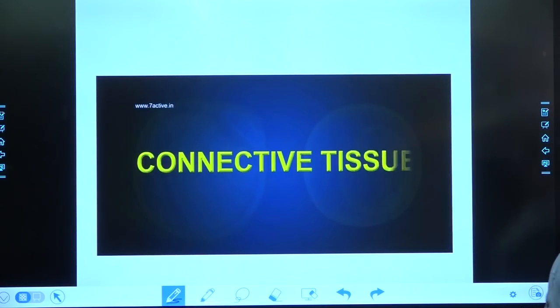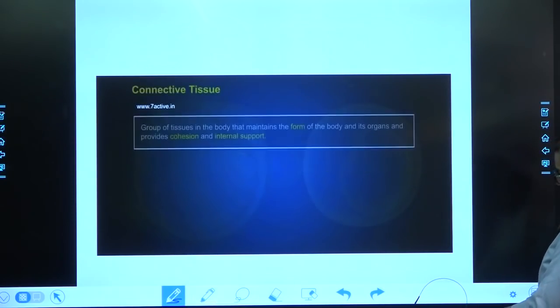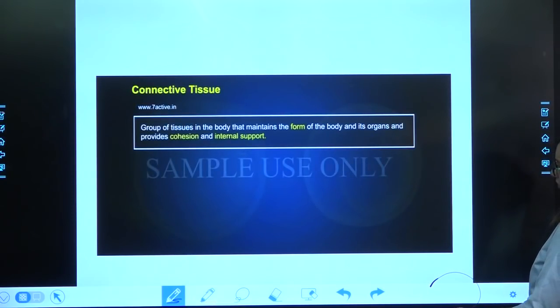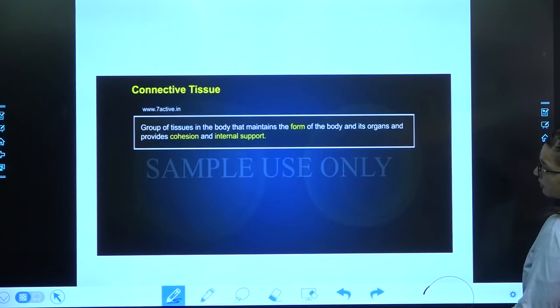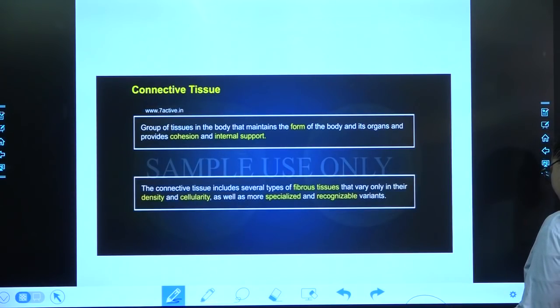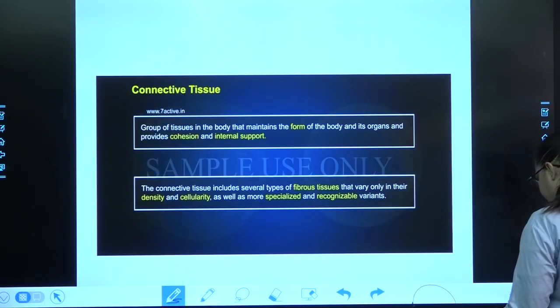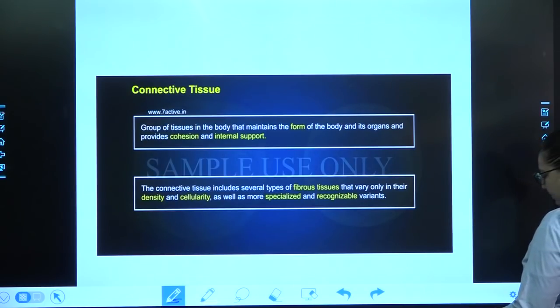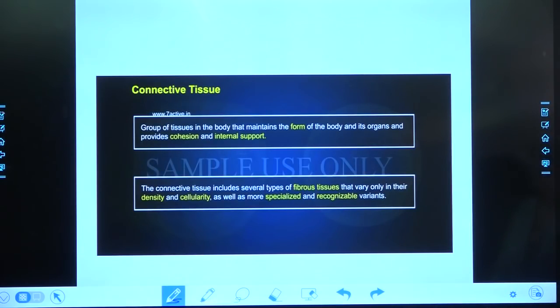Connective tissue. Group of tissues in the body that maintains the form of the body and its organs and provides cohesion and internal support. The connective tissue includes several types of fibrous tissues that vary only in their density and cellularity, as well as more specialized and recognizable variants.